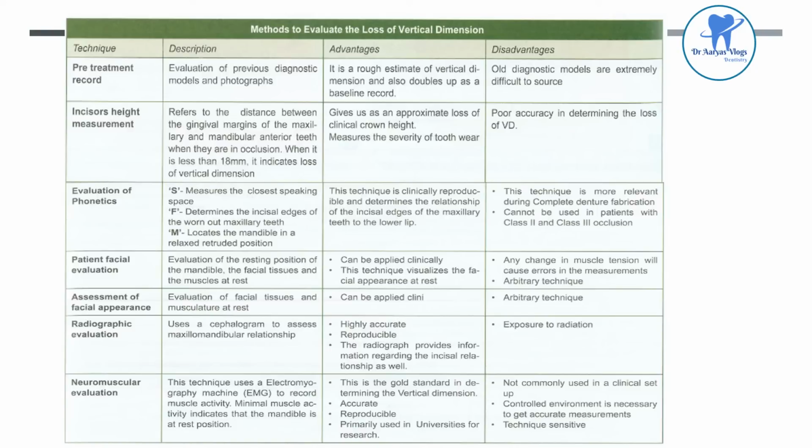Then incisor height measurement. It refers to the distance between the gingival margins of maxillary and mandibular anterior teeth when they are in occlusion. When it is less than 18 mm, it indicates loss of vertical dimension. The advantages are that it gives an approximate loss of clinical crown height and measures the severity of tooth wear. The disadvantage is poor accuracy in determining the loss of vertical dimension.